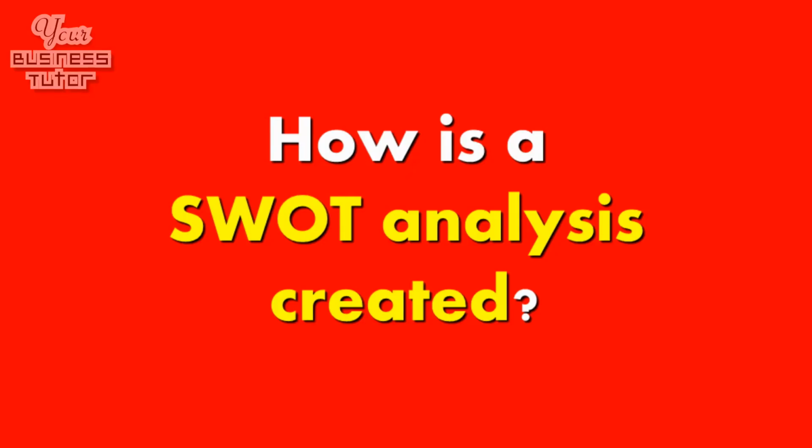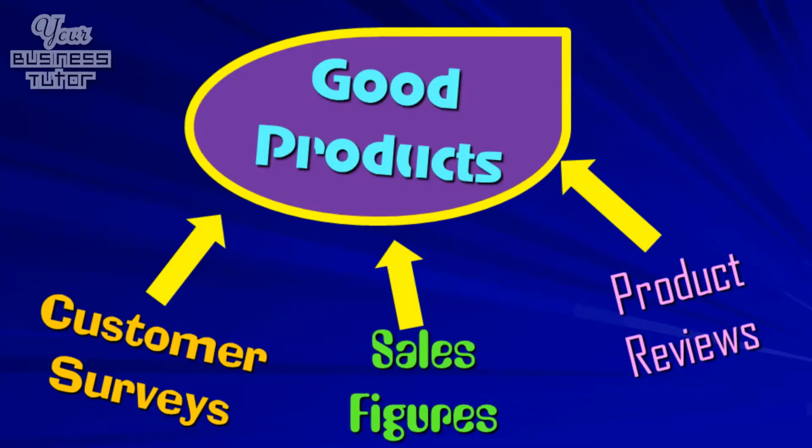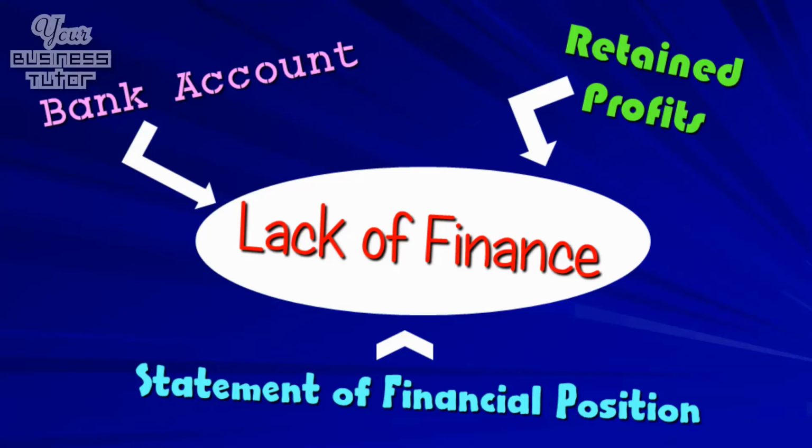Now that we've identified what a SWOT analysis is, it is important to move on and ask, how is a SWOT analysis created? A SWOT analysis is created by undertaking research. For example, based on customer feedback surveys, increasing sales figures, and independent product reviews, a business may conclude that one of their key strengths is good products. Similarly, by looking at the financial information that it holds, such as its bank account balance, level of retained profits, and its statement of financial position, a business may determine that one of its weaknesses is a lack of finance.